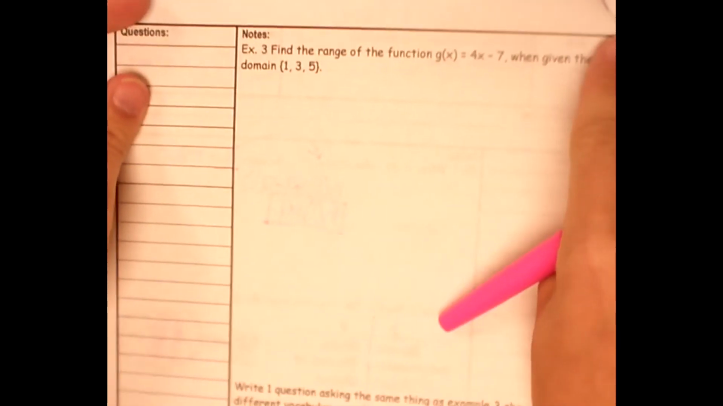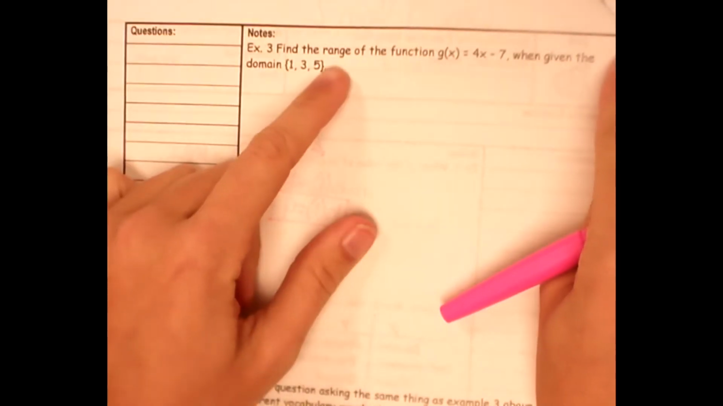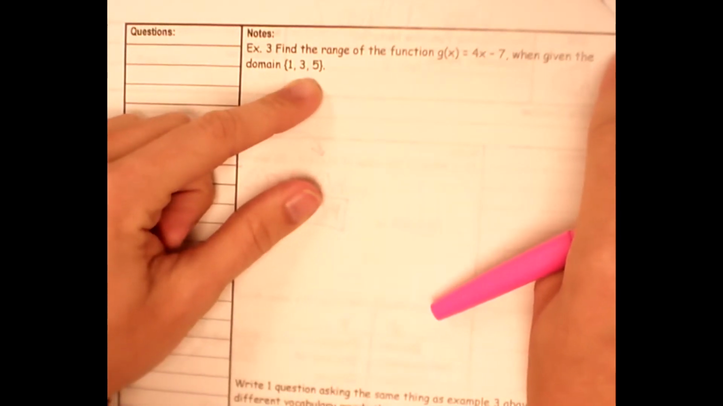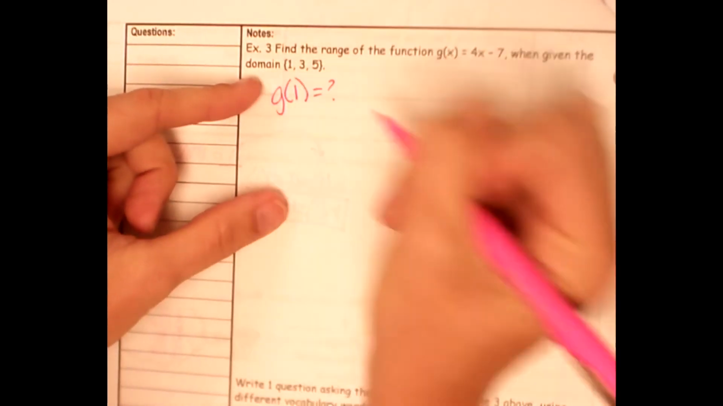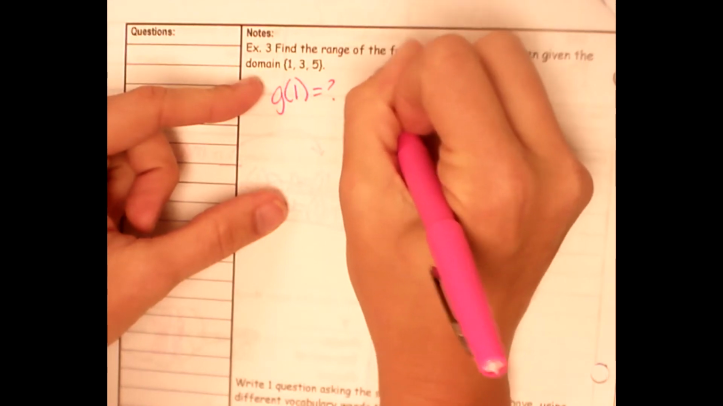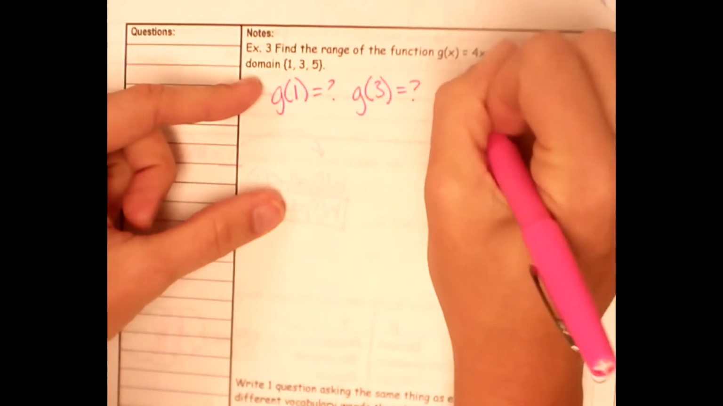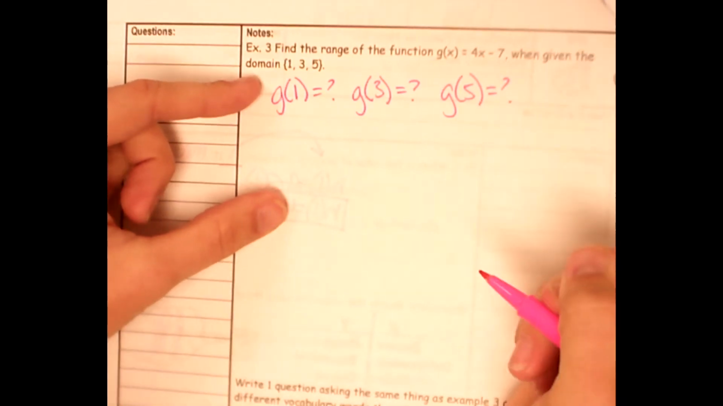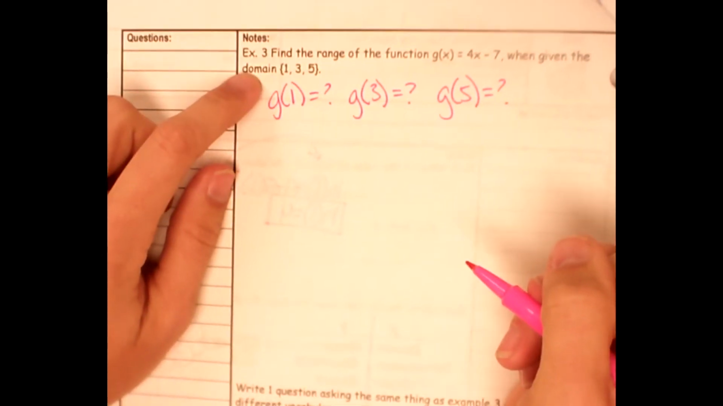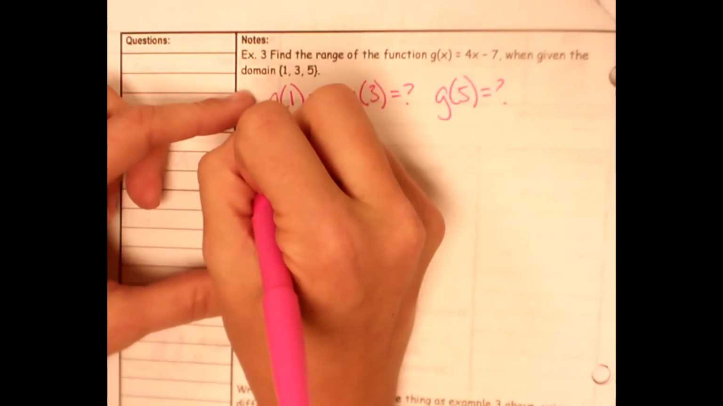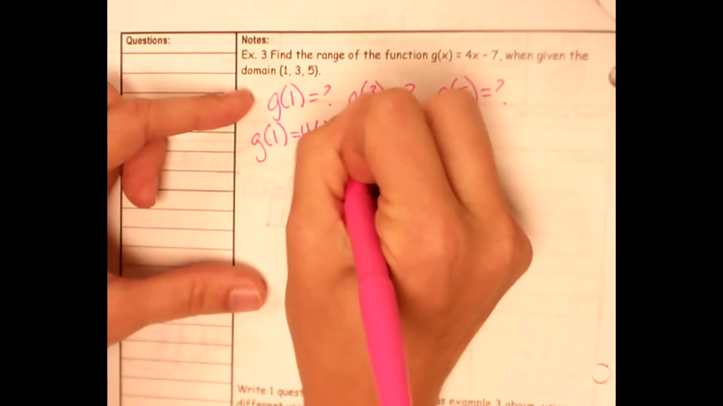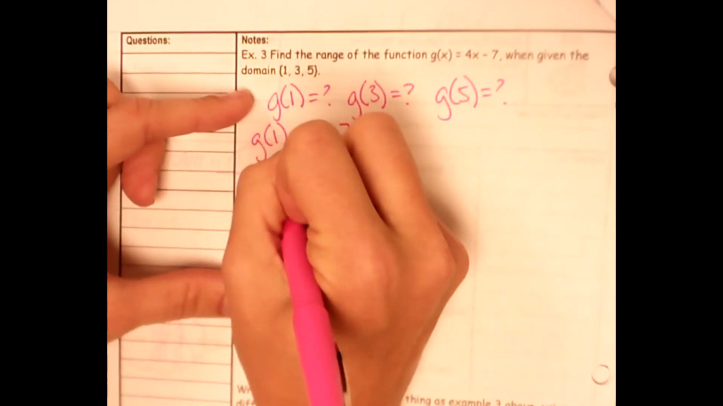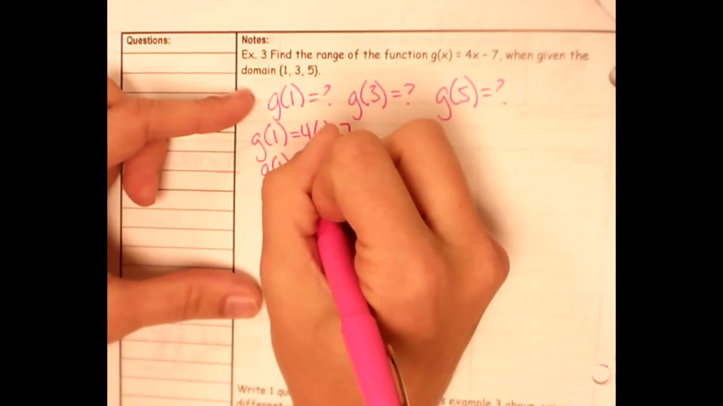Because just to expand on it a little bit, it says find the range of the function when given the domain 1, 3, and 5. So they're asking you, what is g of 1? They're asking you, what is g of 3? They're asking you, what is g of 5? You have to find all 3 values to answer this question. Okay, so when we substitute in, we have g of 1 is equal to 4 times 1 minus 7. So we get that g of 1 is equal to 4 minus 7, which is negative 3.